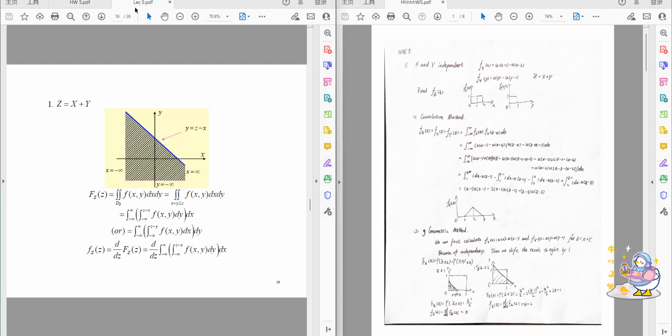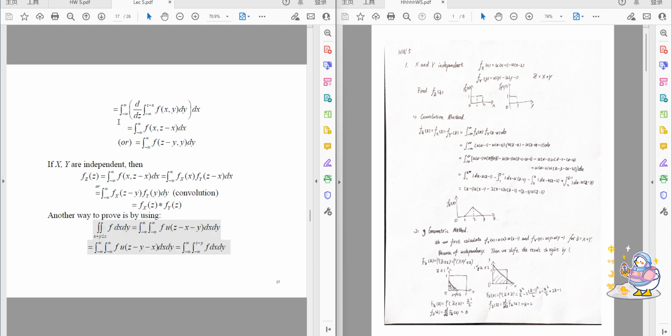Let's see. Yeah, it is this. Actually, we can first use the definition of the mass function to do the integral to get the z mass function and then calculate the differential of z. So we can get that formula. We call it the convolution function.